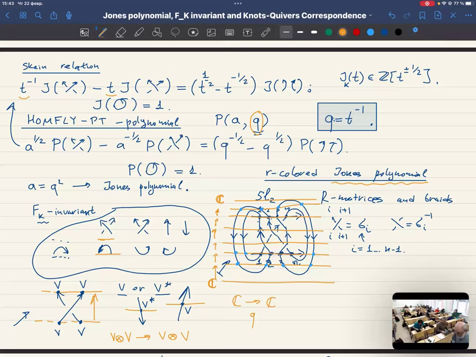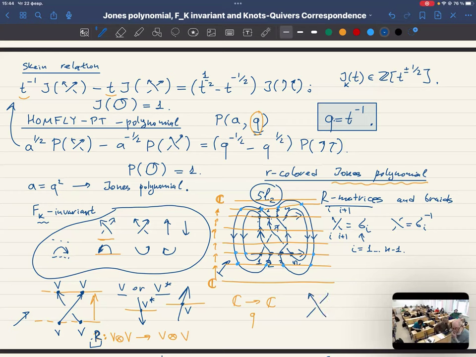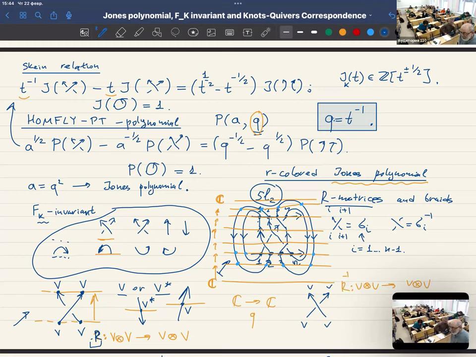And here we have to choose some matrix R, which I believe is defined somehow. There is some way to define it if we have some representation of SL2. This is exactly the R matrix we have here. And then for the opposite kind of intersection, we again have some map from V tensor V to V tensor V. But here we will have R to the power minus 1. What is the dimension of the vector space here?